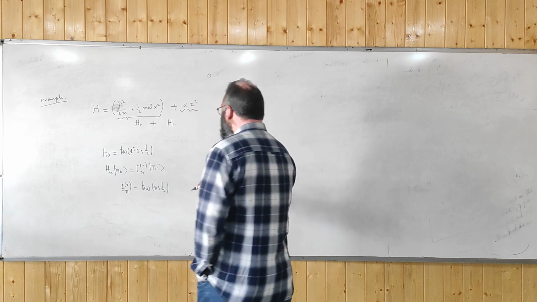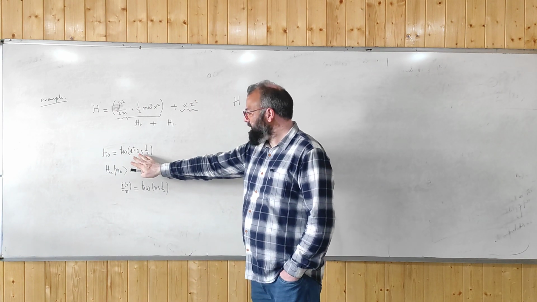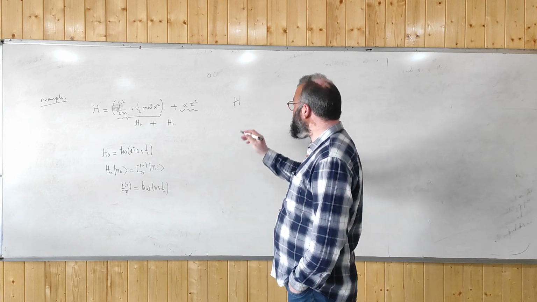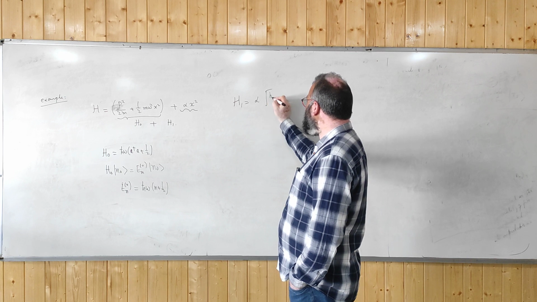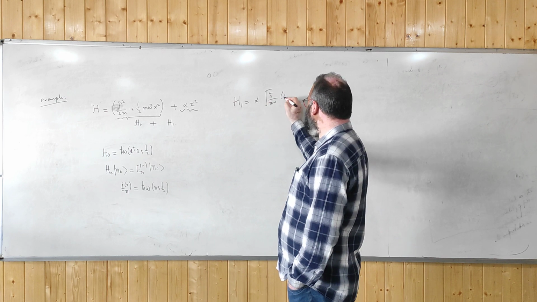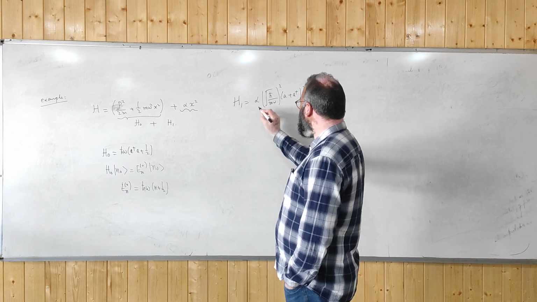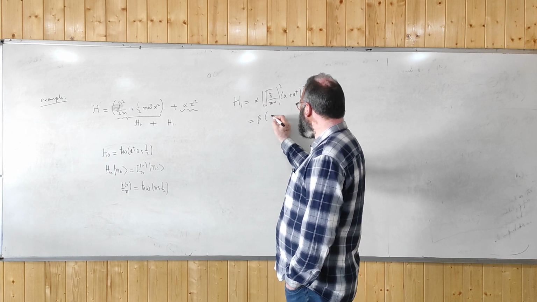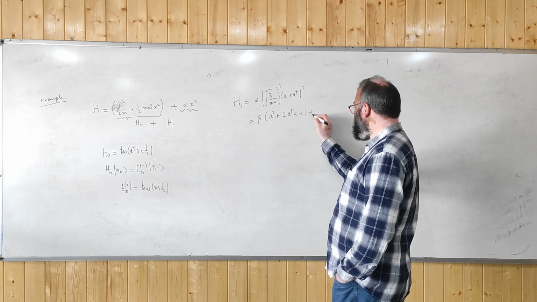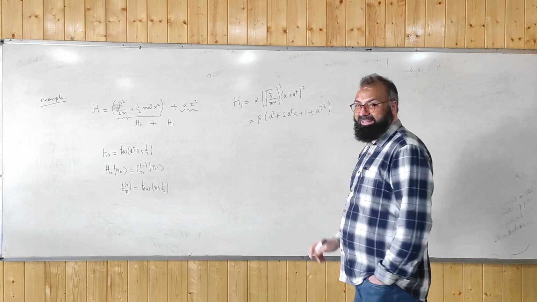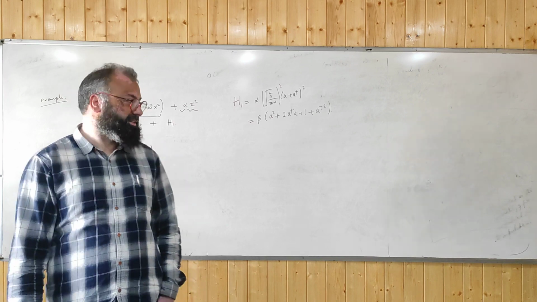Now, in terms of annihilation and creation operators, I will write this H1 as alpha times root of h cross by m omega, (a plus a dagger) whole square. So there will be a square as well. Let's put this constant as beta. It will be a square plus twice a dagger a plus 1 plus a dagger square. I showed this yesterday. It is the expansion of this very operator.